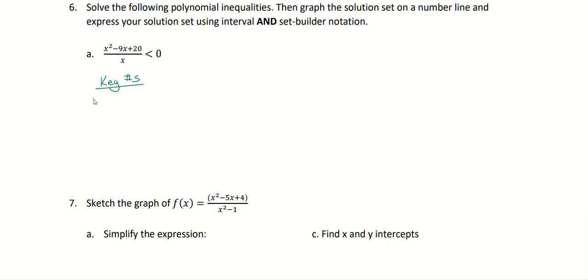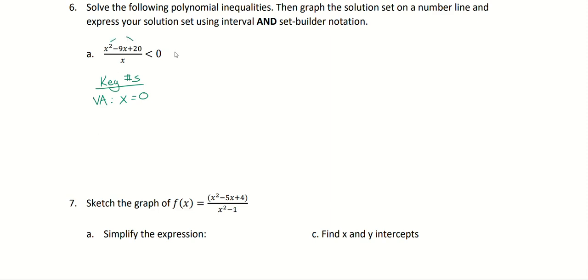So right off the bat, I see that there's a vertical asymptote when x equals 0. If x is 0, it makes me divide by 0. Can't do it. The roots take a little bit more work. I'm going to do some scratch just down here.